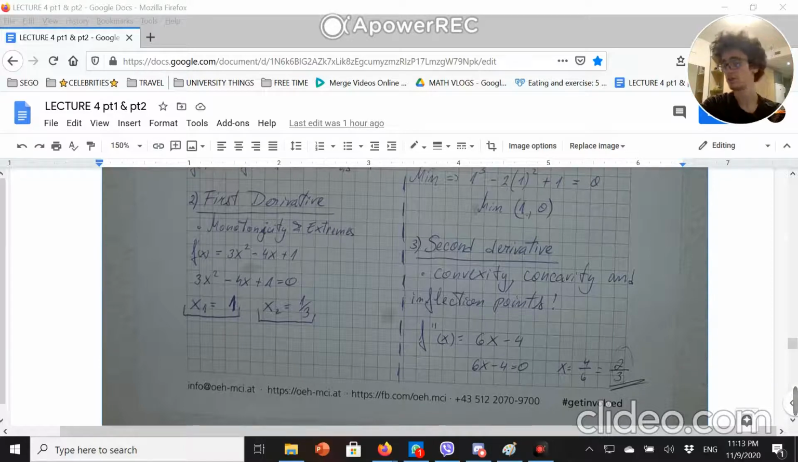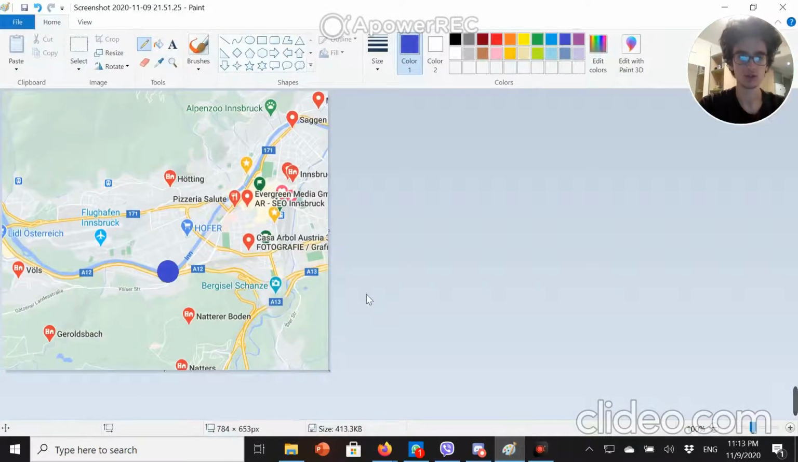Inflection point, before I continue, it's a point where our convex curve, let's say our reverse U curve, goes reverse U, and then when it touches the inflection point, it becomes U. So just to draw this, you know what this is. This is a map of Innsbruck, where we are right now. And you see how the river goes.